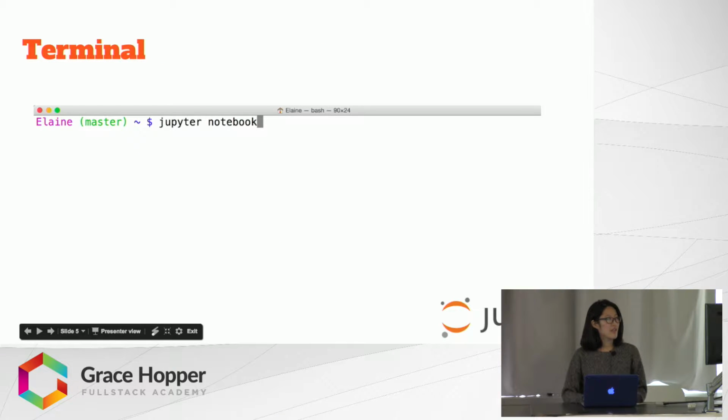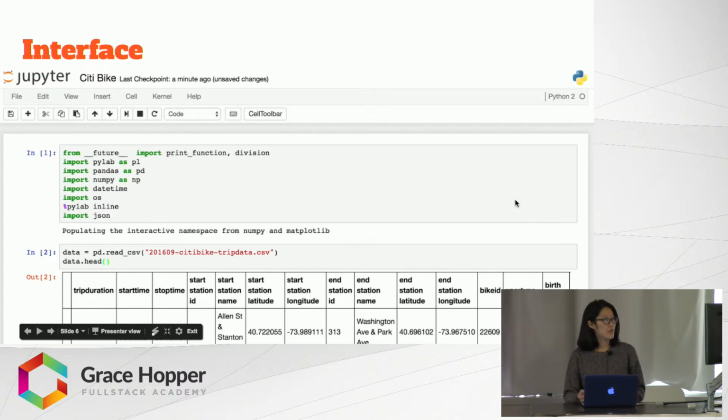So in your terminal, if you type jupyter notebook, then the platform will pop up in your browser. Here we can see that there are two input boxes, which are called cells. You can type your code and comments in here, and the code can be run individually. And the result will show below the input box.